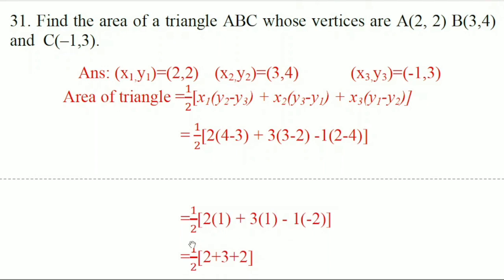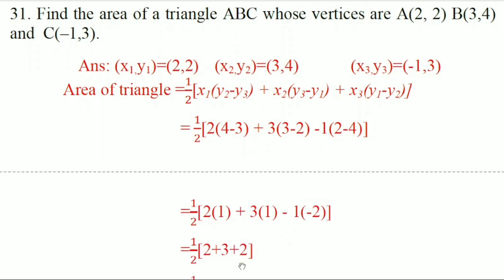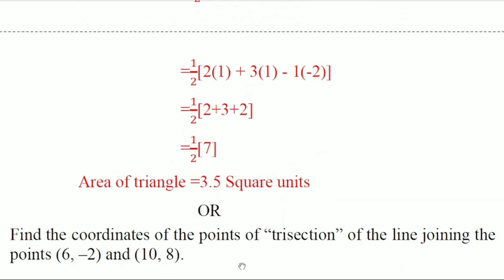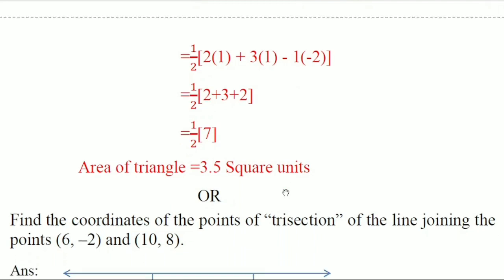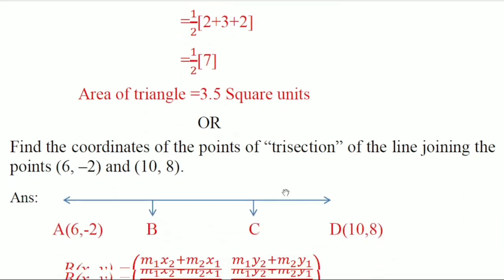Therefore 1 by 2 into 2 ones are 2, 3 ones are 3, minus into minus is plus, 2 ones are 2. Therefore 2 plus 3 plus 2 is nothing but 7. So half into 7 equals 3.5. Therefore the area of the triangle equals 3.5 square units. So by using the formula we can easily find the area of a triangle. In this question also we have 2 options. You can select any one.